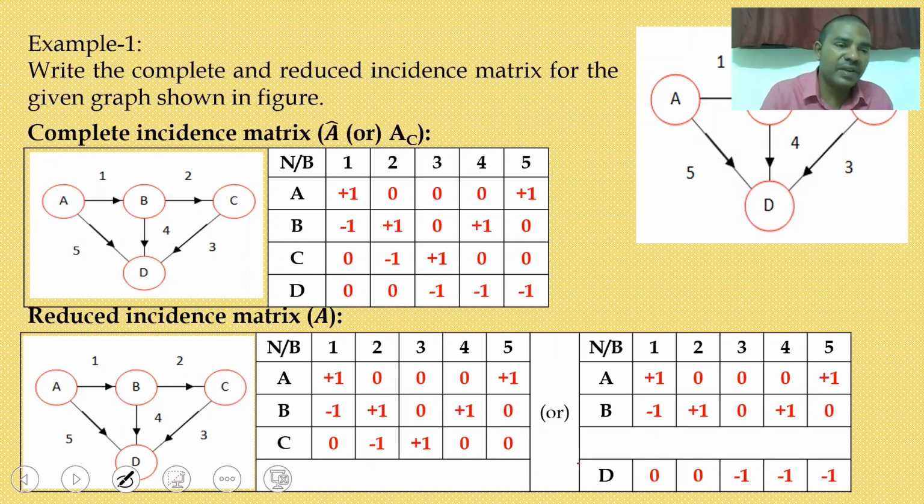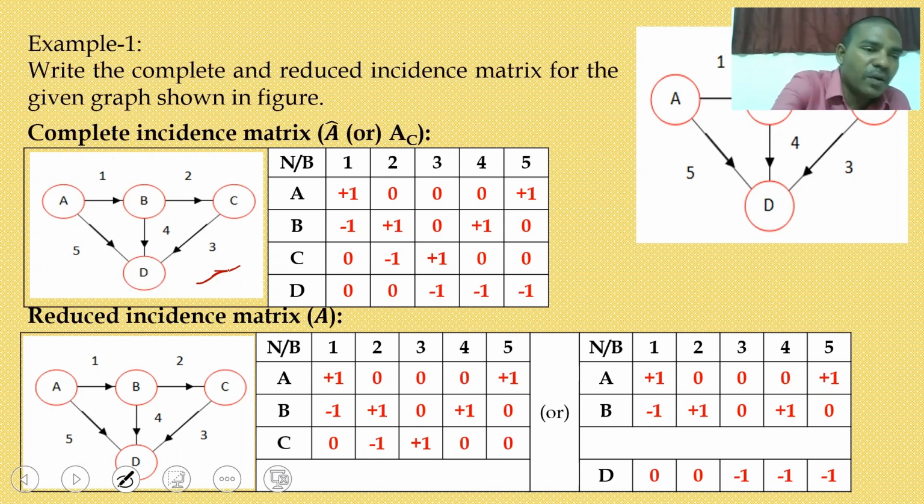To understand this, I am going for a simple example. The graph is shown in the figure. So this is your graph. Here 5 branches are there and 4 nodes are there. A, B, C, D are the nodes, and the branches are 1, 2, 3, 4, 5. Now we are going for the complete incident matrix A cap.